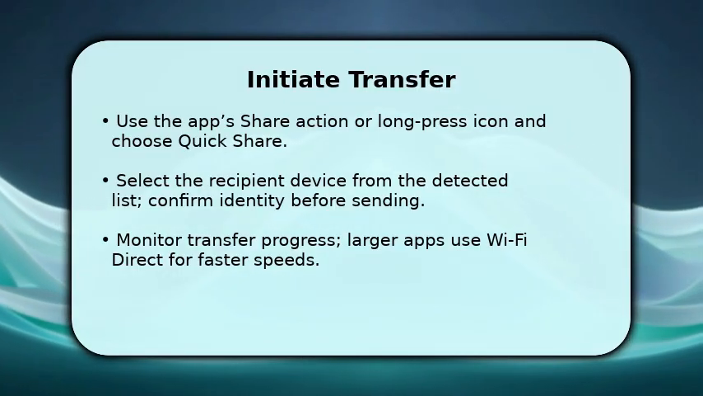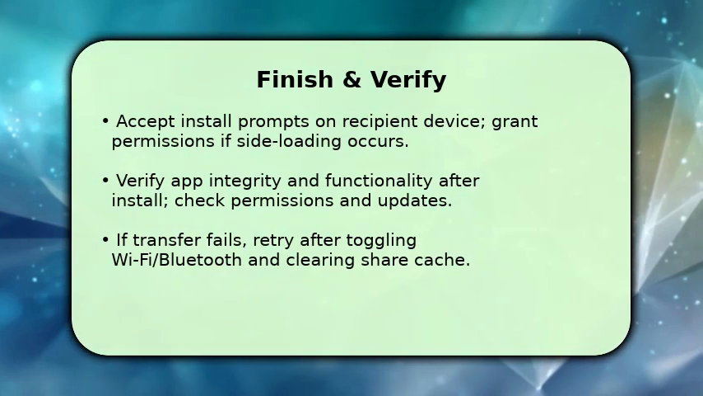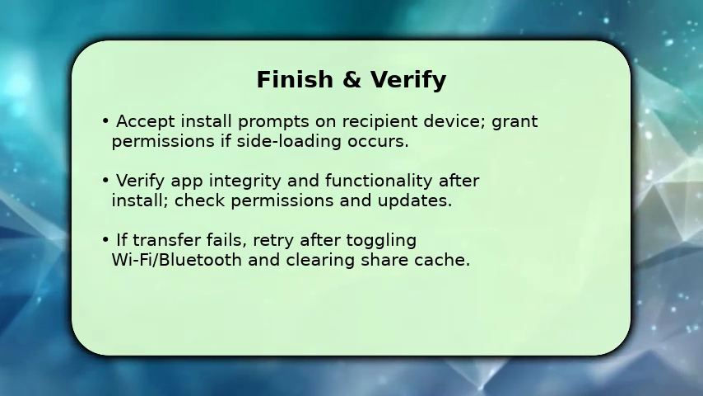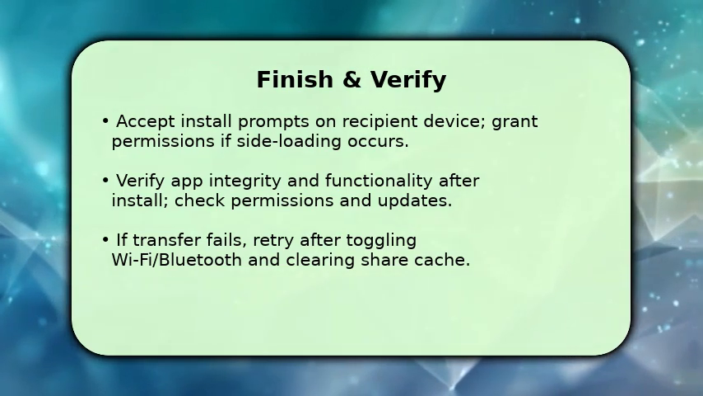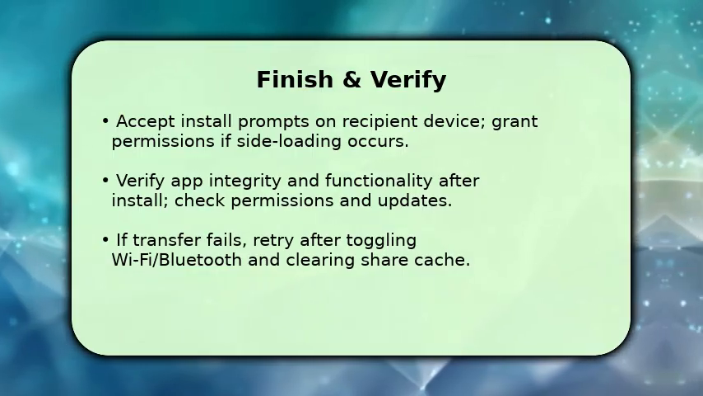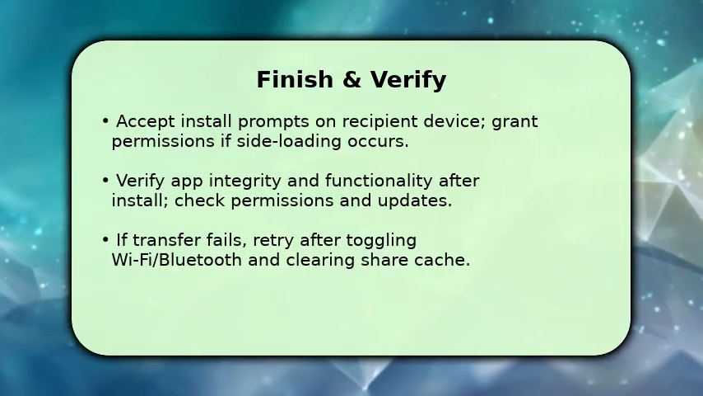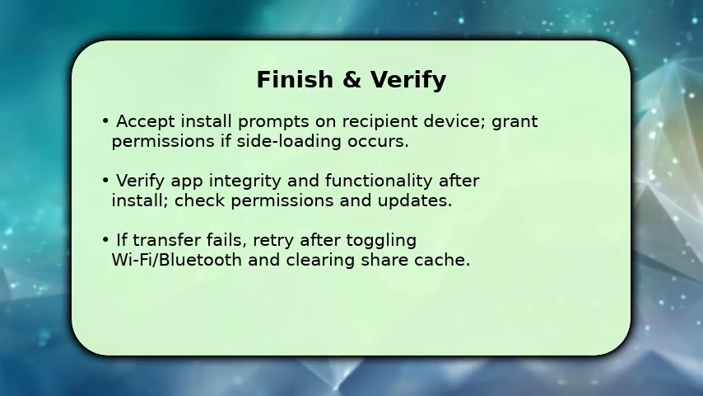Complete the process by guiding the recipient through acceptance and install prompts. You should tell them to review requested permissions and confirm the install. If the app was exported, allow unknown sources only temporarily. Once installed, open the app to verify functionality, check settings, and apply updates if available.